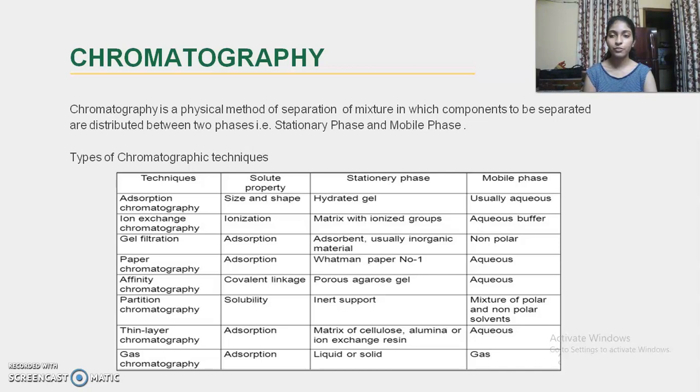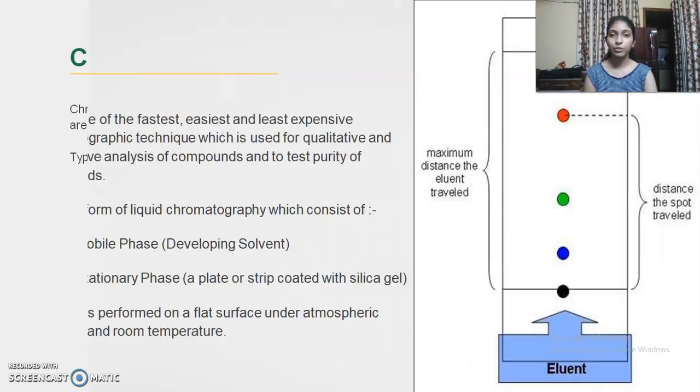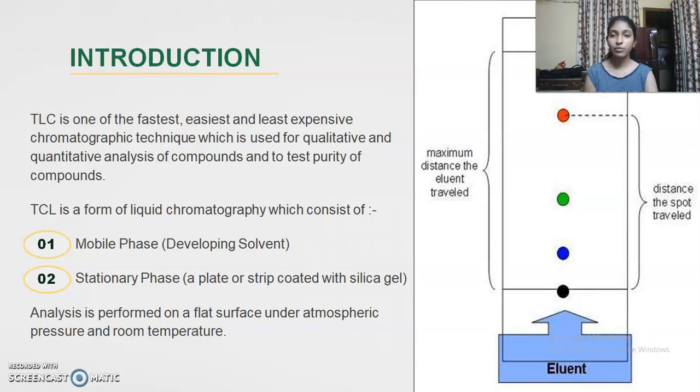In this video, we will be talking about thin layer chromatography in details, like what are its principles, what is the methodology, what are the different techniques used to develop the chromatogram, and various reagents to visualize the separated components. Let's start with what is TLC. TLC is a form of liquid chromatography which consists of a mobile phase and a stationary phase. It is one of the fastest, easiest and least expensive chromatographic techniques which is used for qualitative and quantitative analysis of compounds. It is also commonly used to test the purity of compounds.